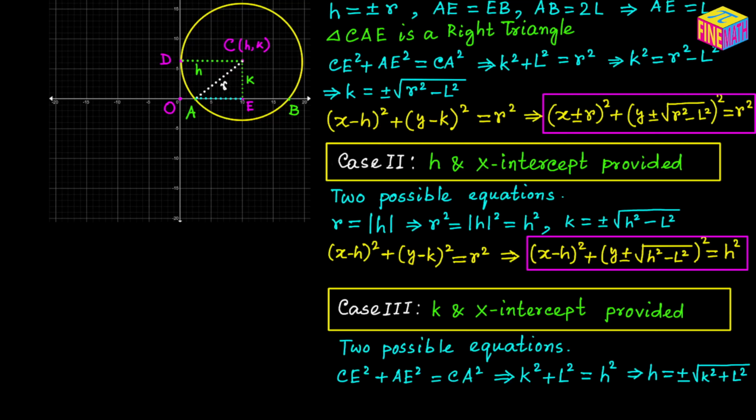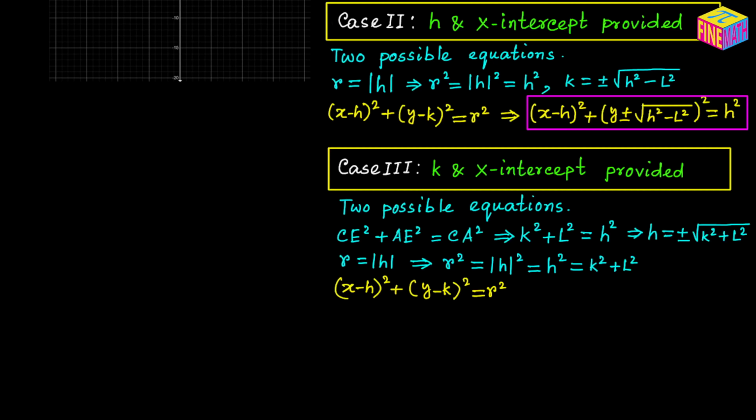Let's begin with the fundamental equation, which is (x minus h) whole squared plus (y minus k) whole squared equals r squared. And if we plug in the values of h and r, our equation looks like this: (x plus or minus square root of k squared plus L squared) whole squared plus (y minus k) whole squared is equal to k squared plus L squared. Here I have denoted everything in terms of k and L because those are the two pieces of information that have been provided in this scenario. So this is the combined equation of the two possible circles.